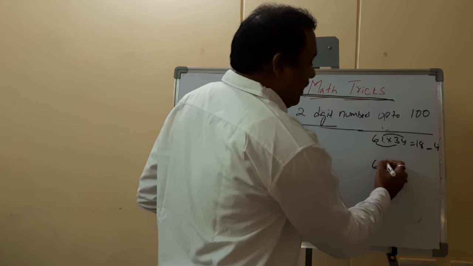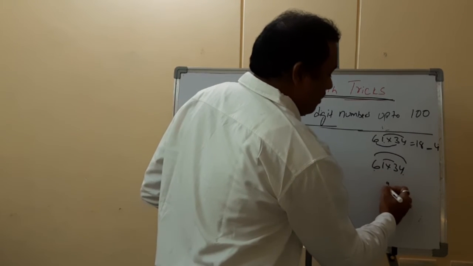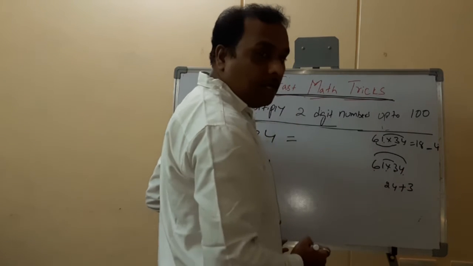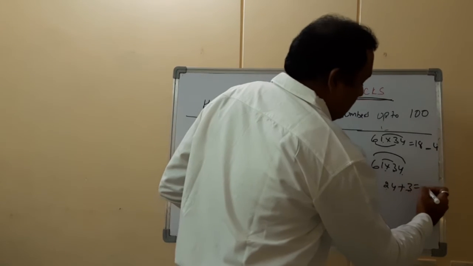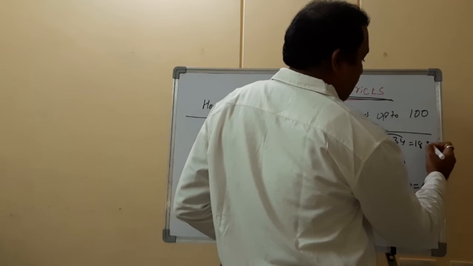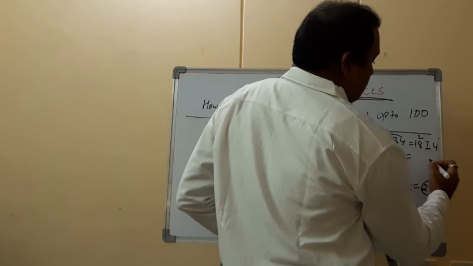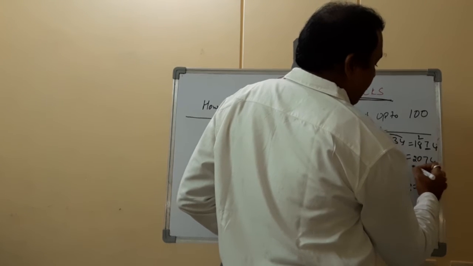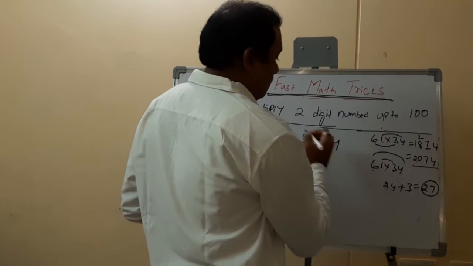Now what we have to do here? So 6 4s are 24 plus 1 3s are 3. So what is this coming? So 24, 25, 26, 27. So we are getting 27 here. So write here 7 and you can keep it here 2. So 4, 7, 20, that is 2074. Okay?